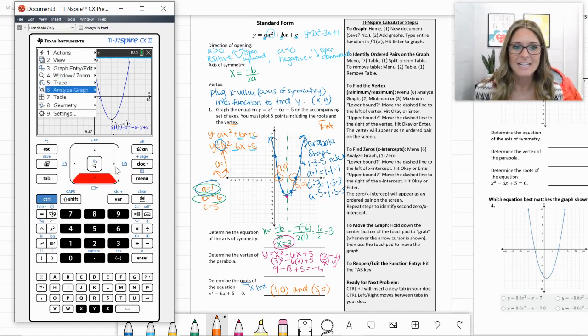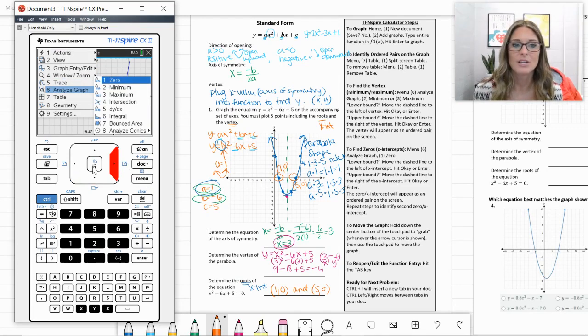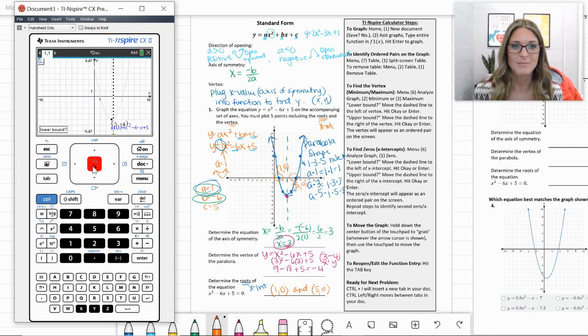To find your zeros, your roots, your x-intercepts, you can do the same steps. Menu, analyze, and on there they have zeros. So these are our x-intercepts. Again, it's going to say, where are you looking? In fact, this parabola has 2 of them. So tell me which one you want me to identify first.